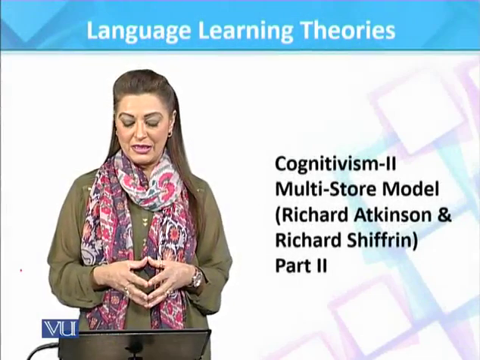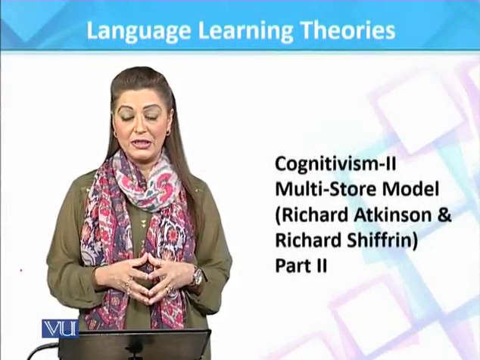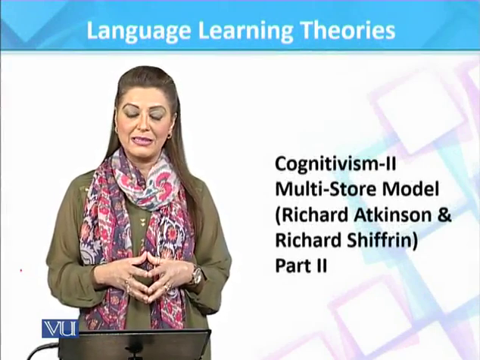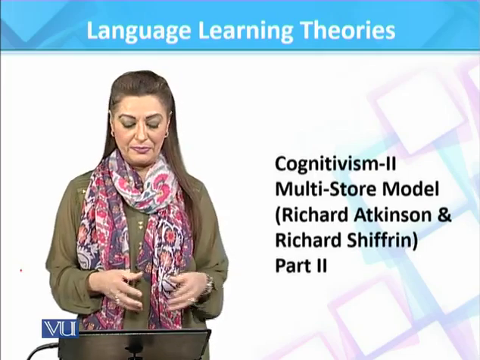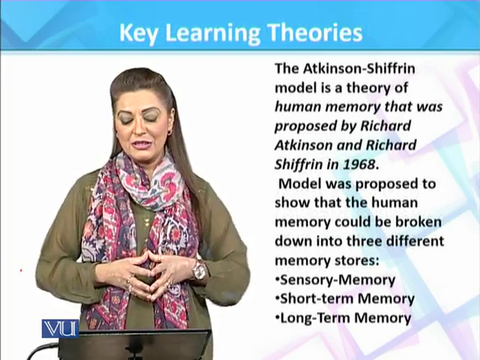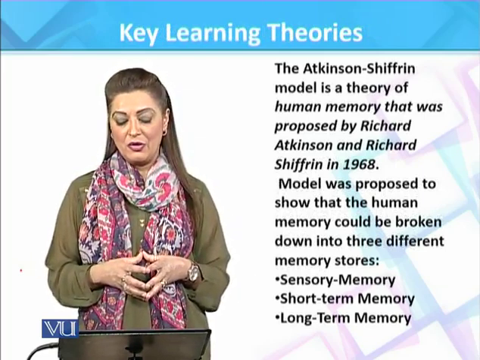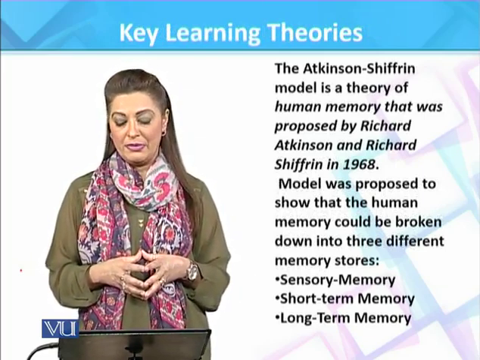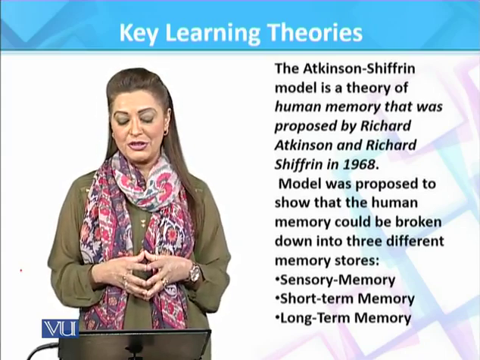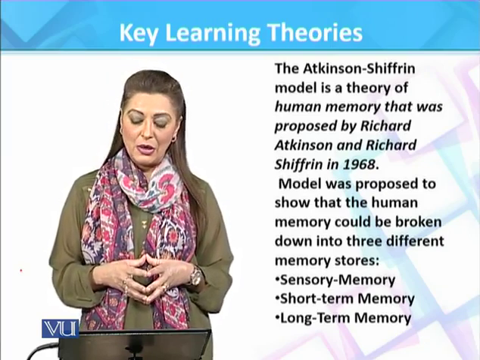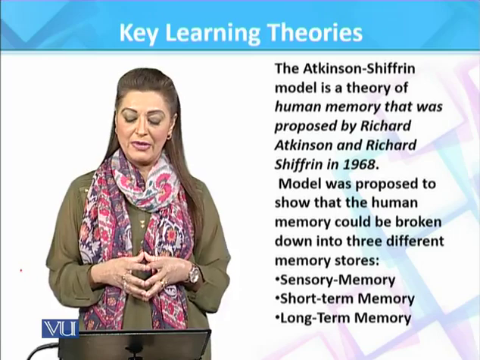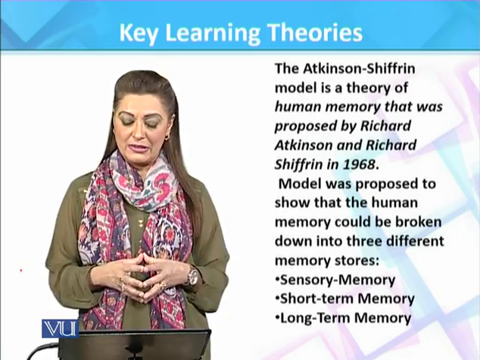Today we are going to discuss the second part of cognitivism, which is the multi-store model by Richard Atkinson and Richard Shiffrin. The Atkinson-Shiffrin model is a theory of human memory that was proposed by Richard Atkinson and Richard Shiffrin in 1968. Both belong to the field of cognitive sciences and are also psychologists.